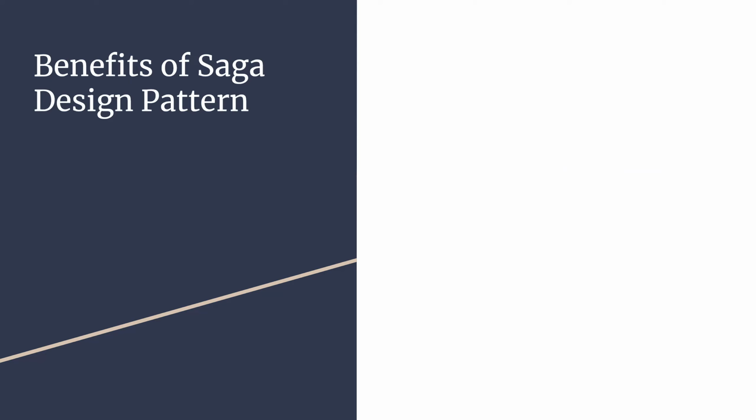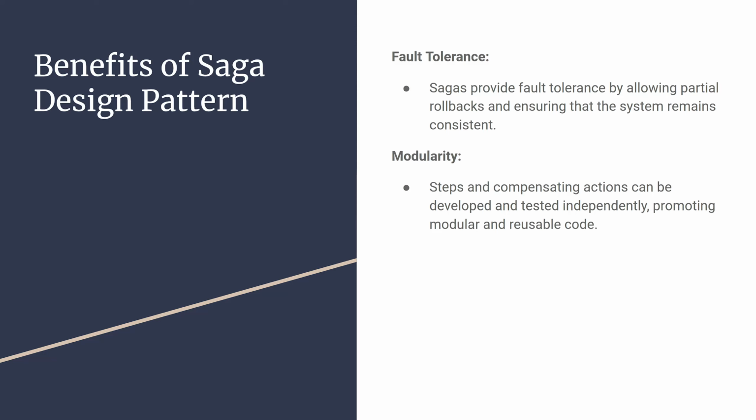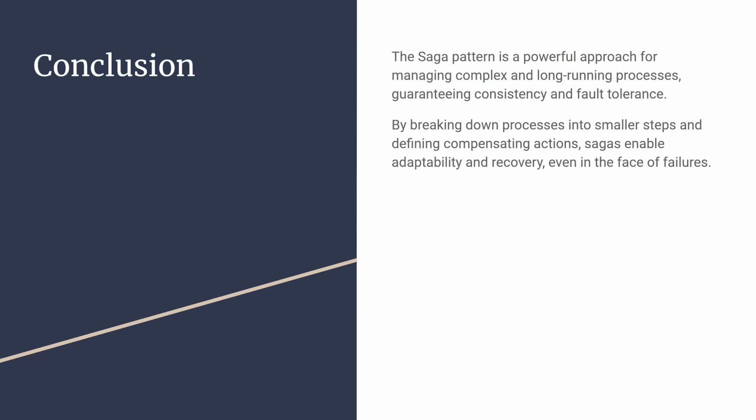What are the benefits of the Saga design pattern? First, we have fault tolerance. Sagas provide fault tolerance by allowing partial rollbacks and ensuring that the system remains consistent. Modularity. Steps and compensating actions can be developed and tested independently, promoting modular and reusable code. Adaptability. The Saga allows for flexibility in handling failures, enabling you to define custom recovery and compensation strategies.